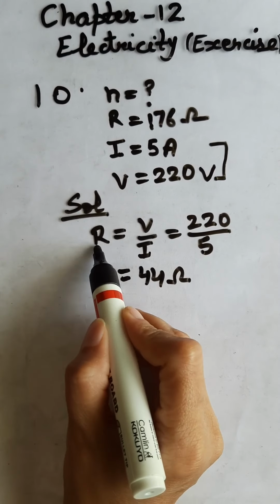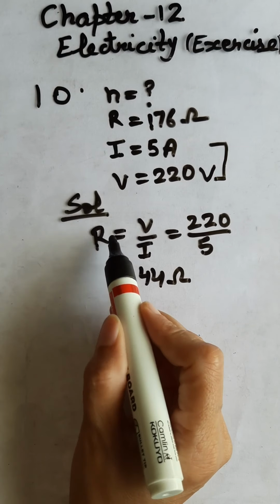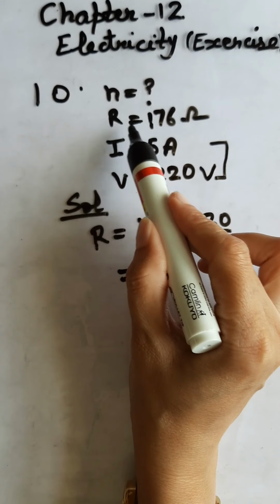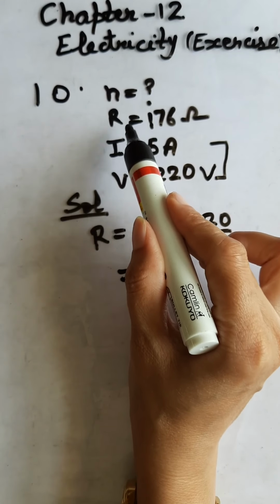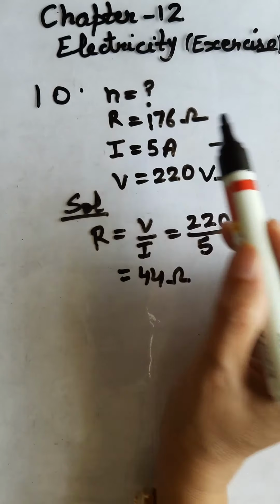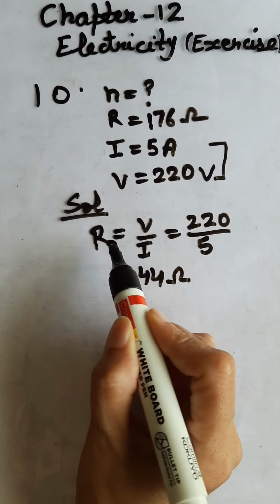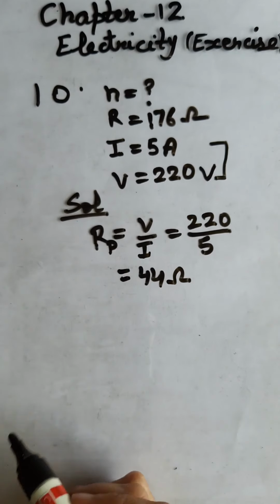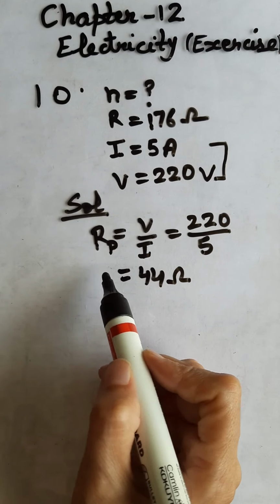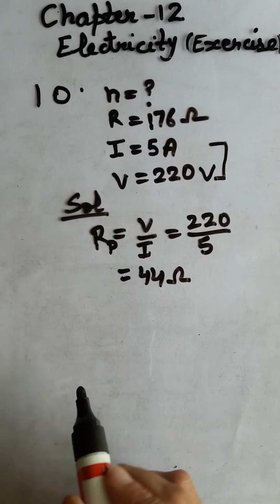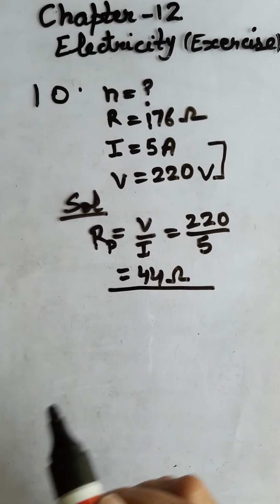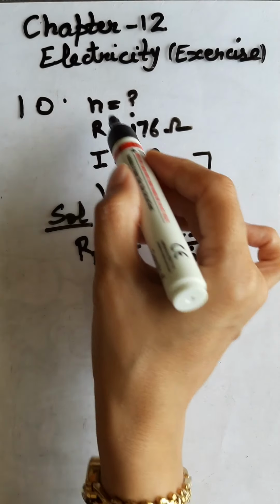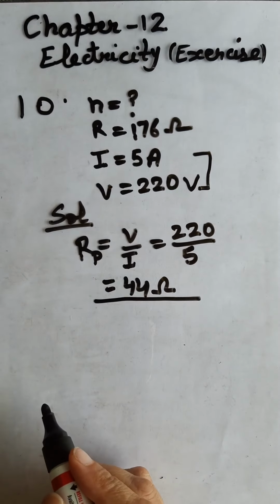And what is this R? This R is the equivalent resistance of the circuit by connecting such type of n resistances in parallel. So we can write it as Rp for simplicity, so that we can differentiate this Rp from this R. So this is the equivalent resistance of the circuit. Now this is the total resistance of the circuit we have found, and this is the resistance of each.